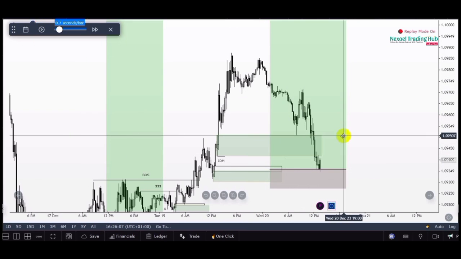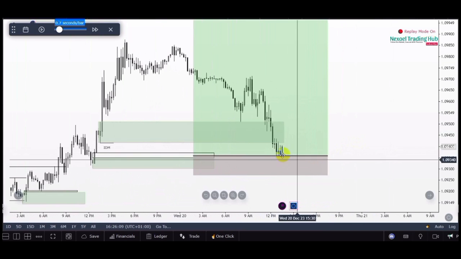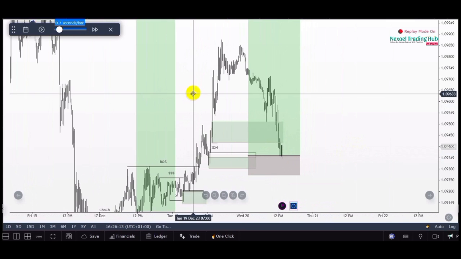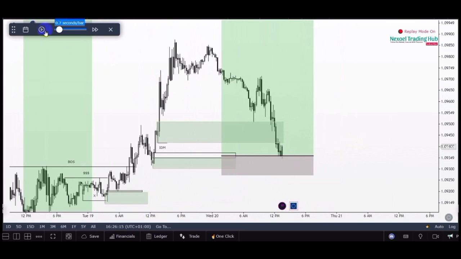Now price dropped to our point of interest. We're now in this trade. So let's see what happens. Let's see what price would do. Now you can see price is pushing to the upside.